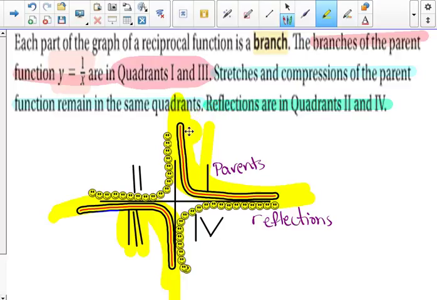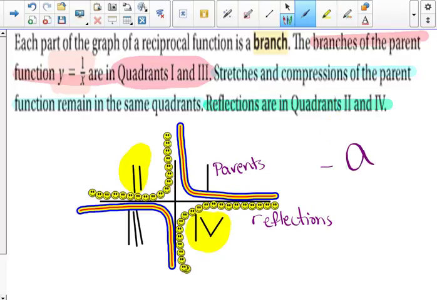Okay. So the reflection of these parent functions are in 2 and 4, the smiley face reflections. There's your reflections. That's when you have a negative A value. It gives you the smiley face ones. So parents are in 1 and 3, and the reflection is in 2 and 4. What it states is it's reflecting it over the x-axis. All right. Any questions?